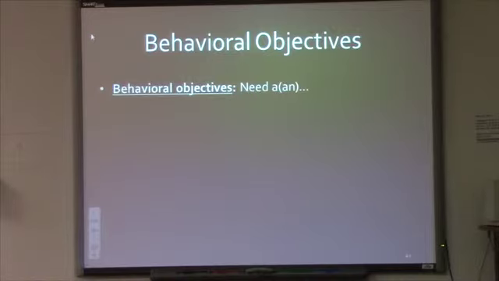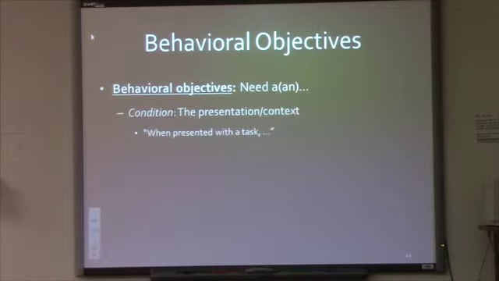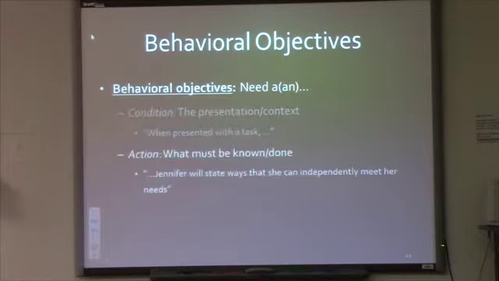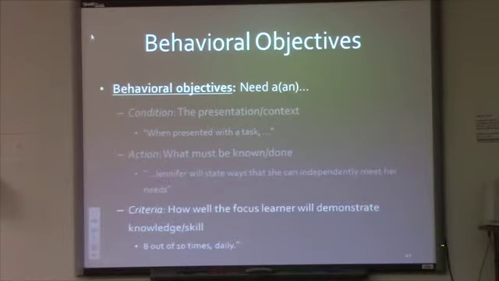So the behavioral objectives. So behavioral objectives, you have 3 different parts. So when you're writing your lessons, you have the condition. So it's really the context or what's being presented to the student. So when presented with a task, then you have the action. What must be known or done? So when presented with a task, Jennifer will state ways that she can independently meet her needs. And the criteria, how you are going to measure it. How well the focused learner will demonstrate the knowledge or skill you're trying to teach.